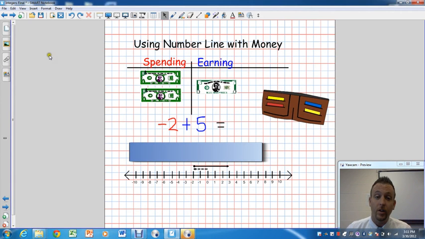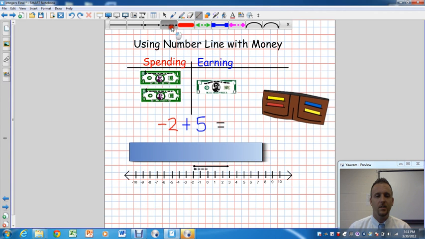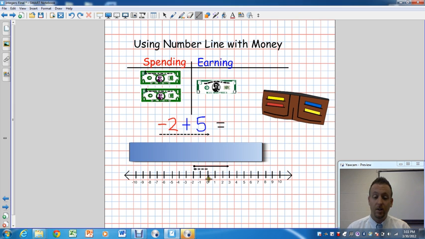Now I mentioned earlier that you could also use positive and negative numbers when you are spending or earning money. This would be a great example. Our example listed, we have -2 plus a positive 5. If we look at our number line and we start at 0, the dotted line represents how many we're going to move to the left for -2. 1, 2.